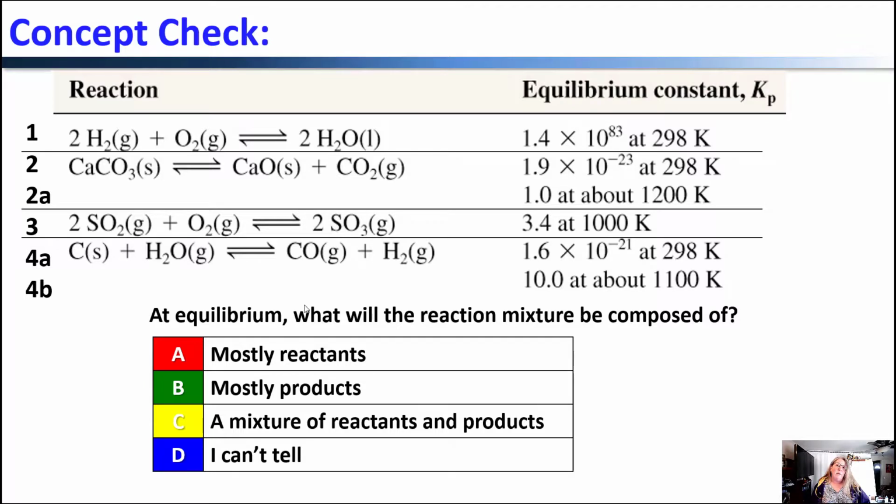Then the carbon and the water going into carbon monoxide and hydrogen gas. Let's see, what do we have there? That 10 to the negative 21 at 298, so room temperature. That means we're not going to get very much of a reaction there, which is probably a good thing, because if you look at that reaction, that's like writing with your pencil at room temperature.